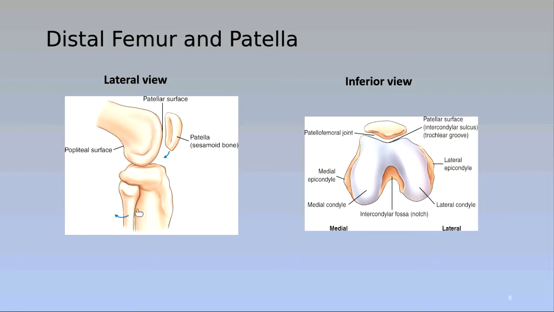And then if you're looking inferiorly, this would be looking up at the femur, like if you were sitting on top of the tibia and fibula. You've got the medial condyle and lateral condyle, medial and lateral epicondyle, and then you can see the patellar surface and the patellofemoral back here. Okay, and that's an inferior view. This is a lateral view of the distal femur and the patella.